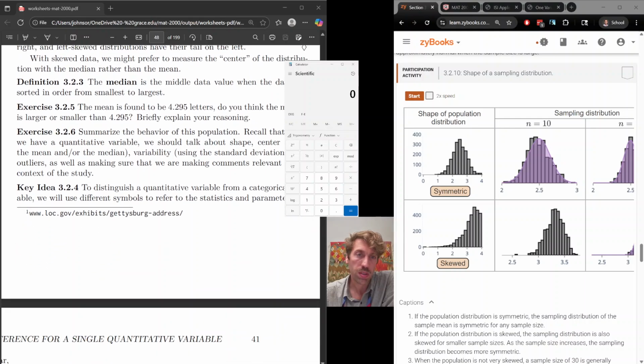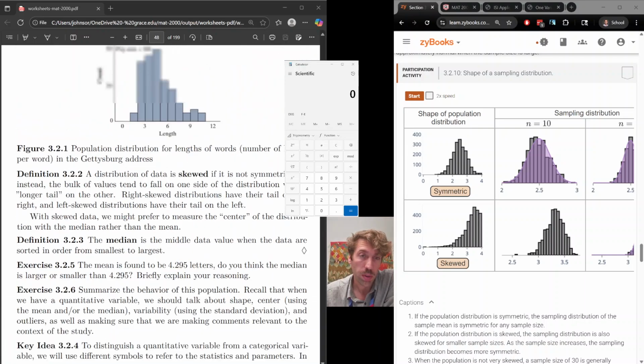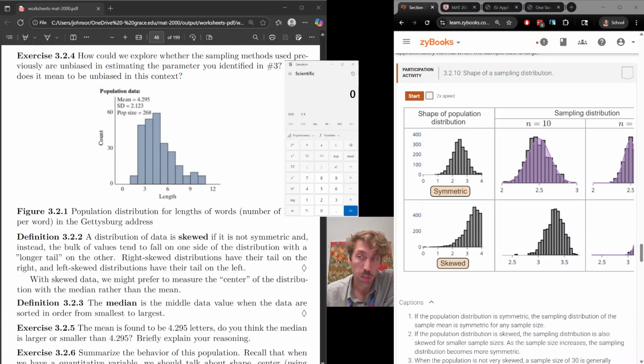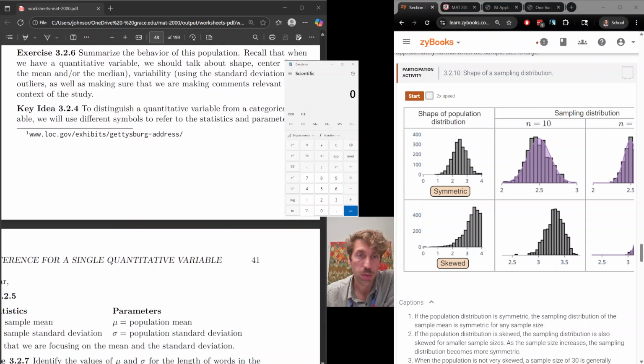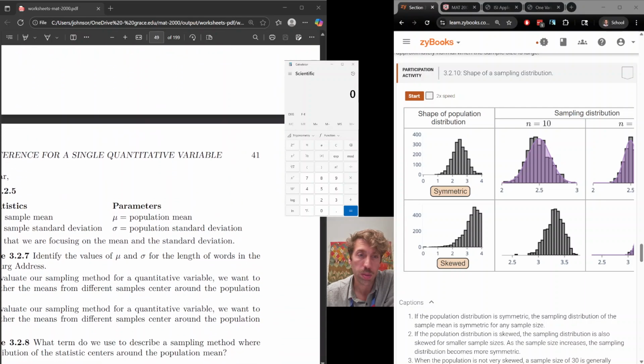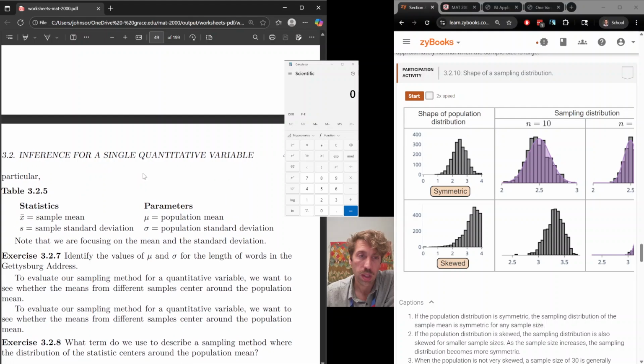For number 6, summarize the behavior of this population. Recall that when we have a quantitative variable, we should talk about shape, center, using the mean or the median, variability, using standard deviation, and outliers, as well as making sure that we are making comments relevant to the context of the study. So for number 6, go to this and summarize it using those things that I've asked you about. Okay, so the key idea is to distinguish between a quantitative variable and a categorical variable.